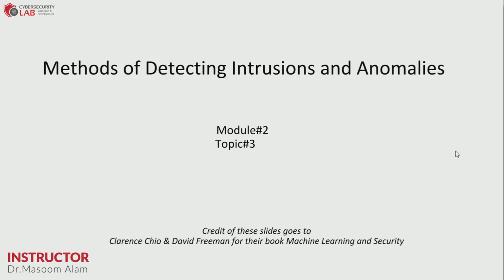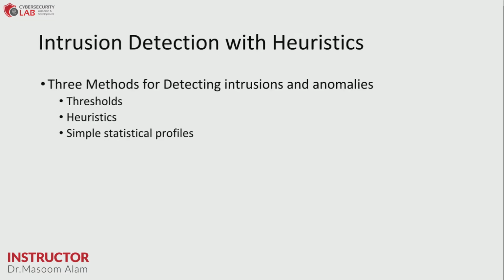Welcome to topic 3 of module 2. In this topic, we will be focusing on the methods of detecting intrusions and anomalies. So these three methods for detecting intrusion and anomalies are thresholds, heuristics, and simple statistical profiles.